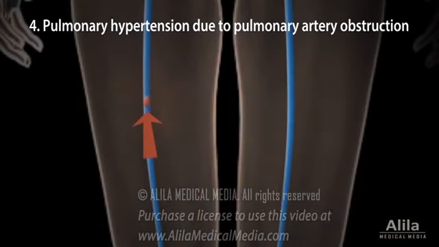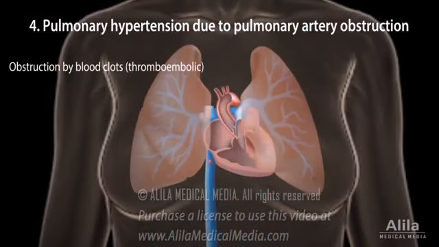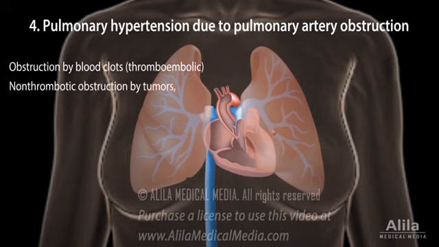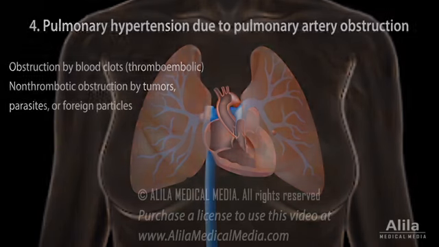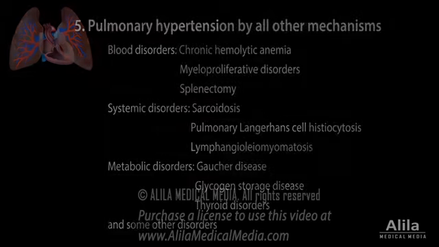Certain chronic disorders can repeatedly produce blood clots, typically in deep leg veins. The clots may travel to the lungs, blocking pulmonary arteries. If these clots do not resolve completely, pulmonary vessels can become narrower and stiffer. Pulmonary arteries may also be obstructed by tumors, parasites, or foreign particles. Group 5 includes pulmonary hypertension by all other mechanisms.